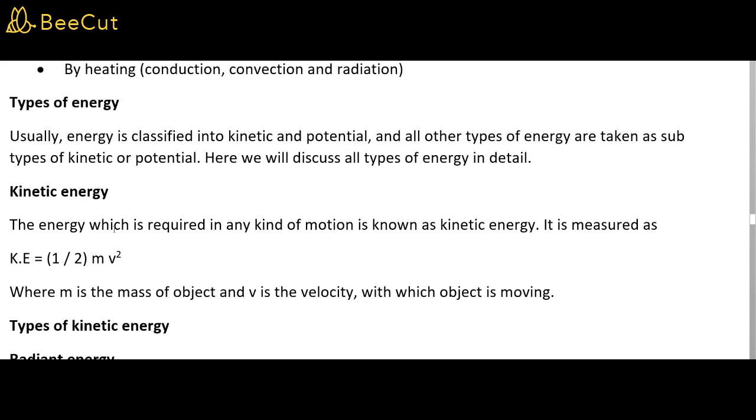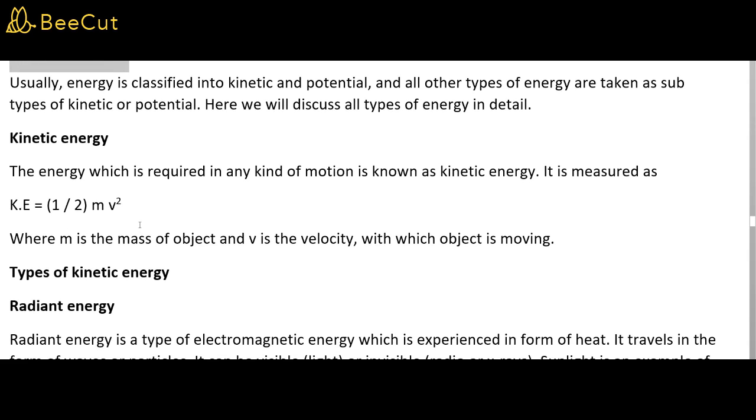So here we see what the types of energy are. Basically energy is divided into just two types, kinetic and potential, and all other types are subtypes of kinetic and potential energy. So let's see what kinetic energy is. As you know, it's very common now that kinetic energy is the energy required to do some motion.